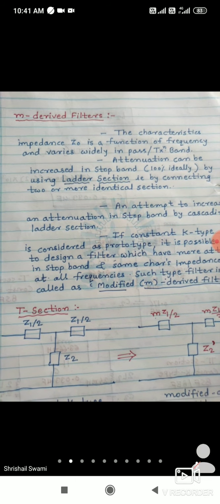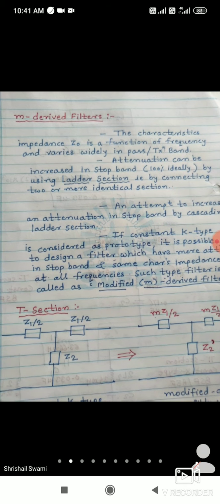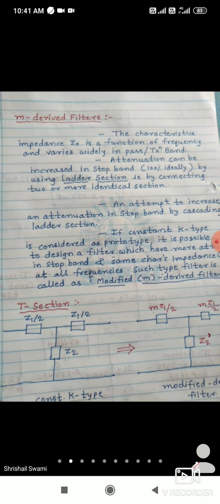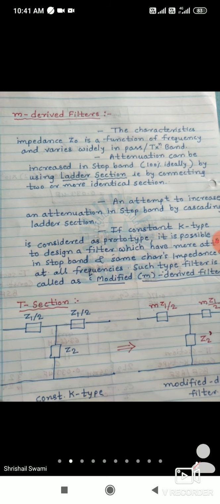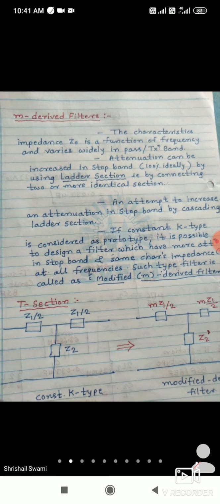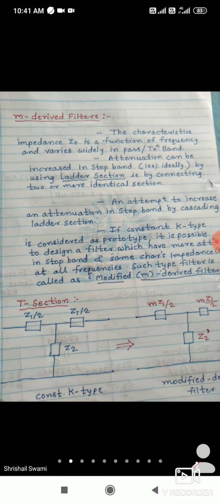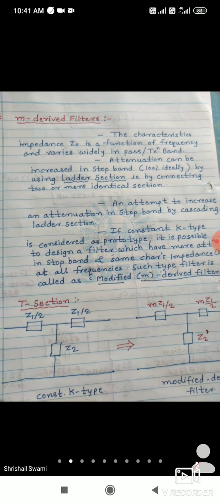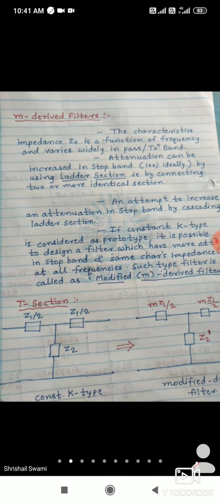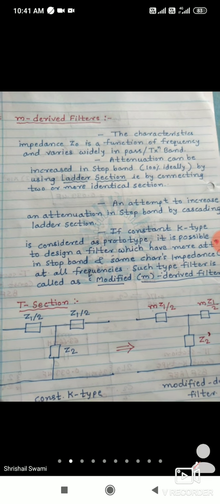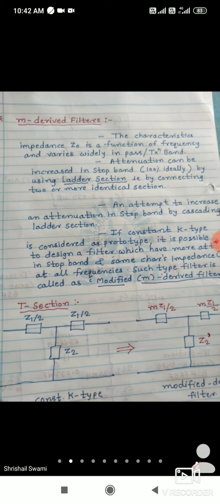M means modified. Some modification will be there. So why will there be the need of modification in the constant K type? Because in the constant K type filter, whatever the attenuation characteristics is there should be nearly equal to ideal characteristics. But we are not getting that ideal characteristics. So to get the ideal characteristics, we must modify the constant K type filters. That is the first aim.